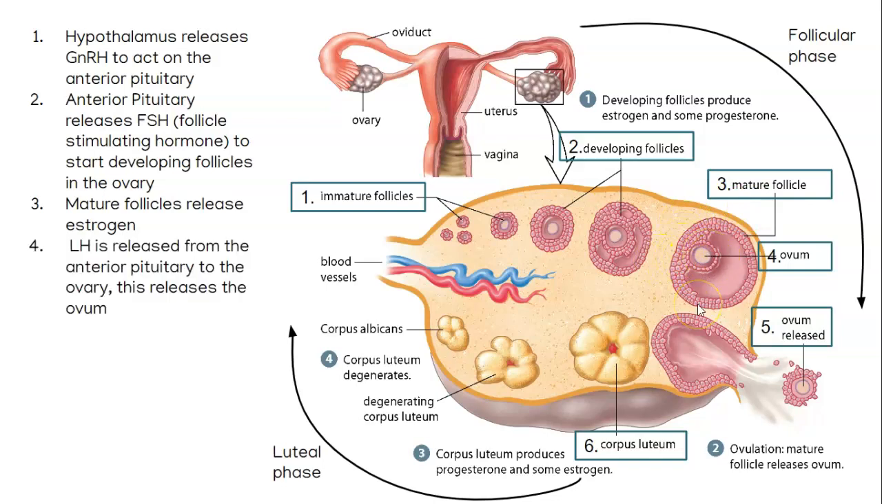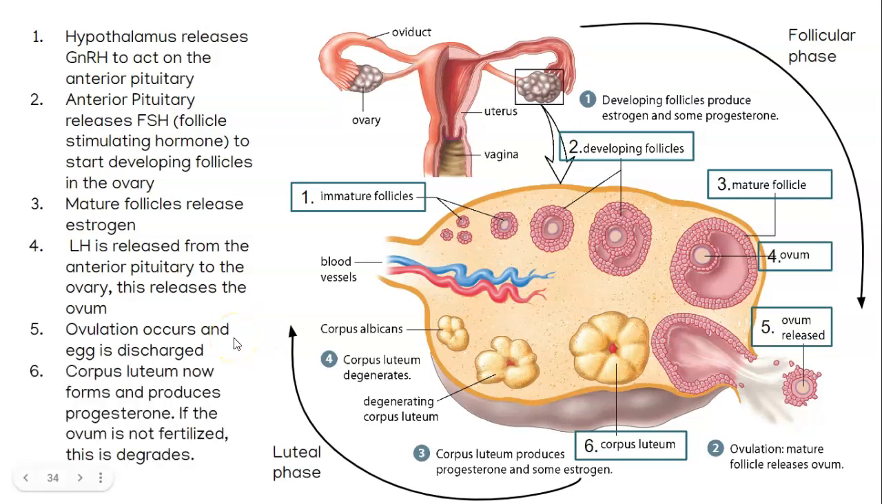LH will then rise and start to be released from the anterior pituitary gland to target the ovary to release the ovum. So LH is the hormone that will cause ovulation, which is what we look at in step 2, and what we're seeing at step 5 with the ovum released. Once ovulation occurs and the egg is discharged, this structure, which was the mature ovum, will reclose and shrink down into something called the corpus luteum. The corpus luteum then produces progesterone if the ovum is not fertilized.